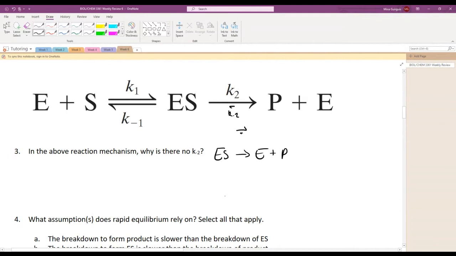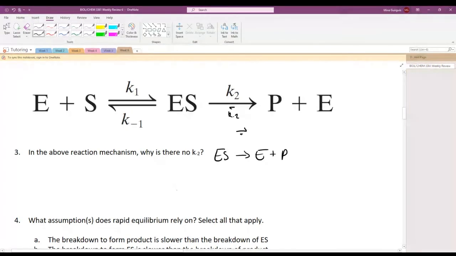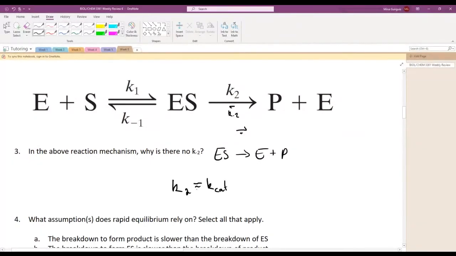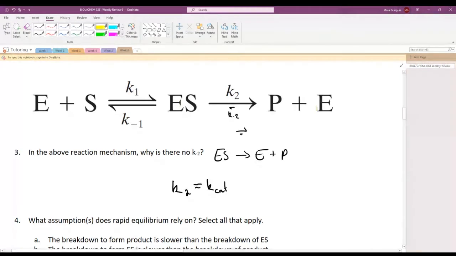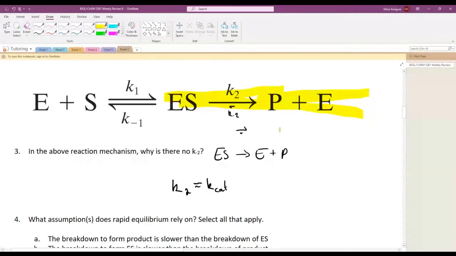So in some of your sections, I believe your professors may be calling K2 about equal to Kcat, where Kcat is the turnover rate, or how quickly product is formed. They say it's about equal to Kcat. For the purposes of this class, it's equal to Kcat. The reason that it's not quite equal to Kcat is because K-2 does exist, okay? But because this reaction is so favorable, K2 is going to predominate this part of the reaction. This half is primarily driven by K2, and K-2 is pretty much negligible, okay?